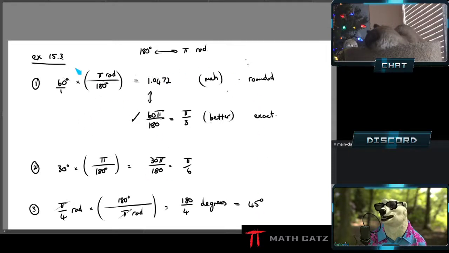So these are common angles we'll see many, many times. And after a while, you just memorize what they are. But I can think of it in terms of fractions of 180, and therefore corresponding fractions of pi.